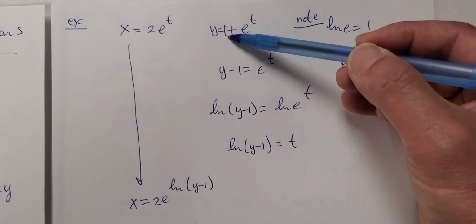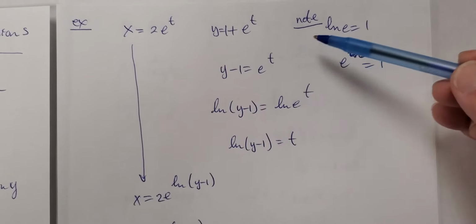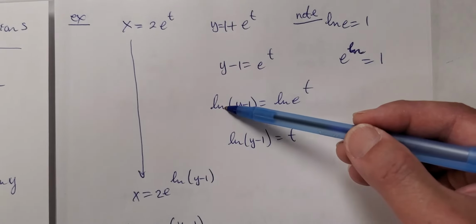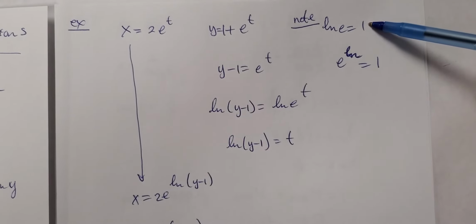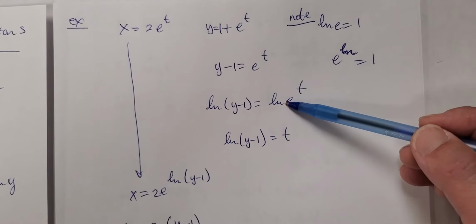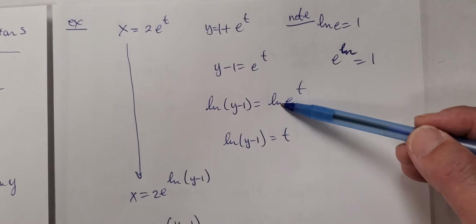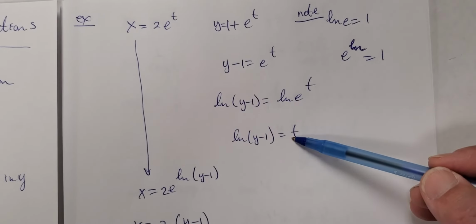One more time, bring the 1 over, minus 1. I want to get rid of this e, so take the natural log to the left and to the right. Why? Because of this rule, I can get rid of them. So natural log of y minus 1, leave it alone. Natural log of e, well, natural log of e is what? 1. So it disappeared, so I have t left.